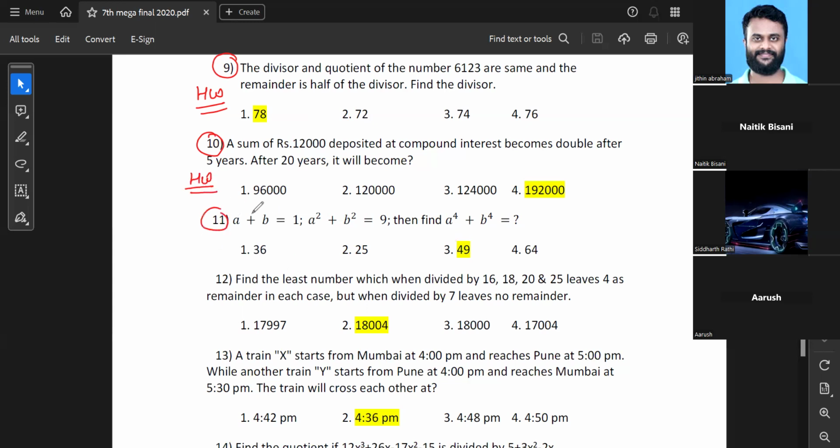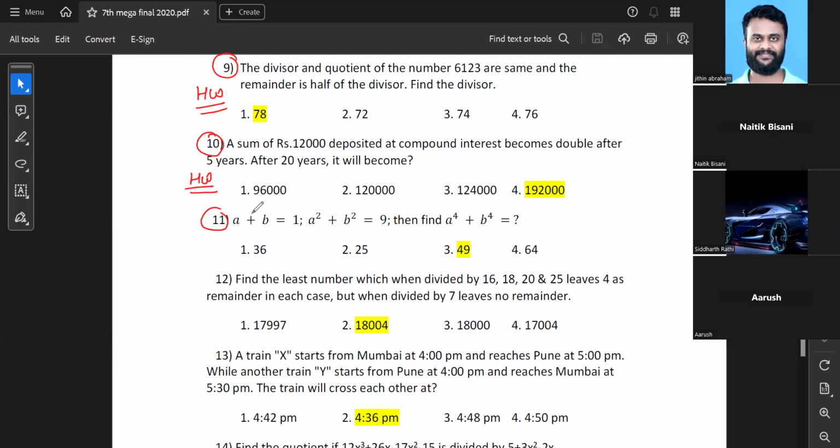Let's go for this. a plus b equal to 1, a square plus b square equal to 9. Then a raised to 4 plus b raised to 4 will be how much? Sir, we have to use the identities, right? Absolutely correct.